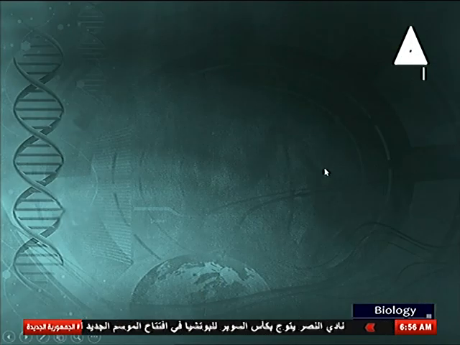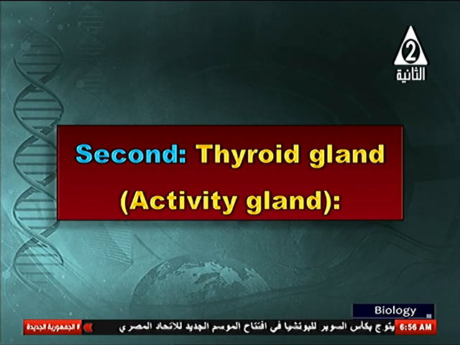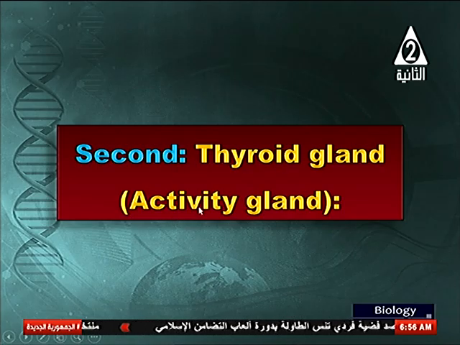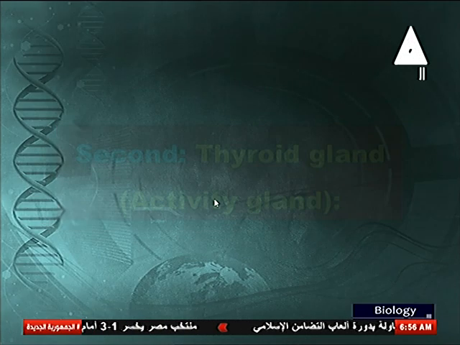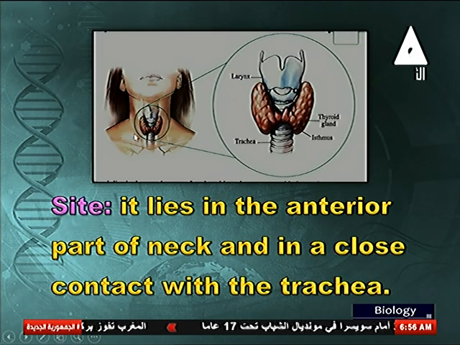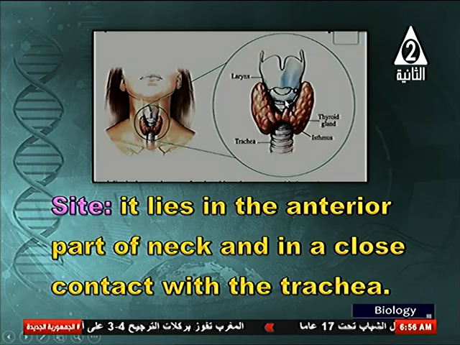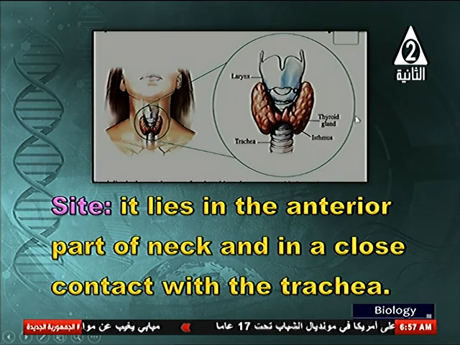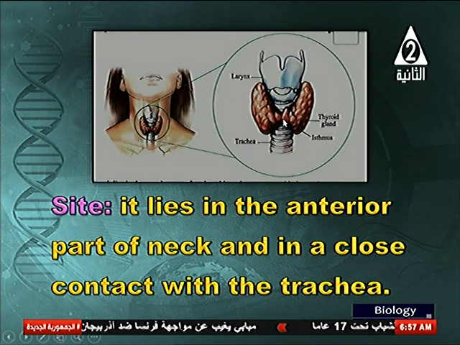The second endocrine gland is the thyroid gland, the activity gland. Why do we say it is the activity gland? Because it has a main role in metabolism, and as you studied before, we take energy from the metabolism process. This is the thyroid gland, which lies at the anterior part of the neck in close contact with the trachea. This is the trachea, the gray one, and the red one is the thyroid gland. It has two lobes connected by a median part.